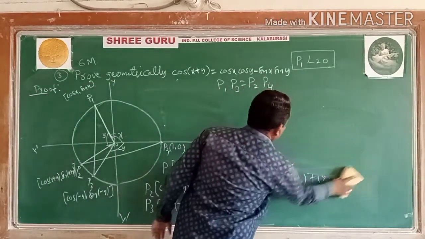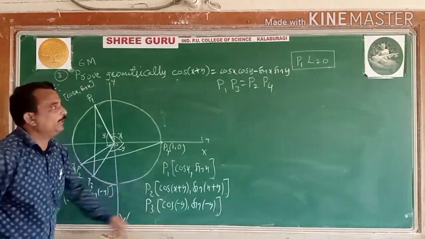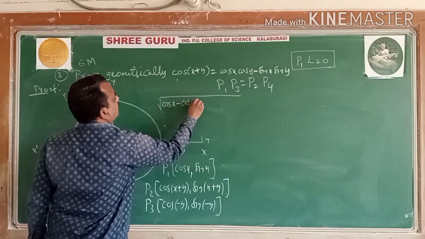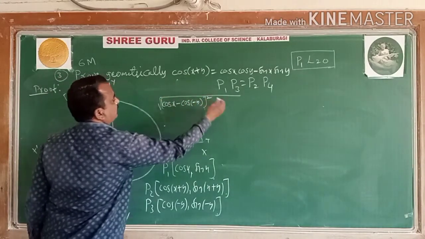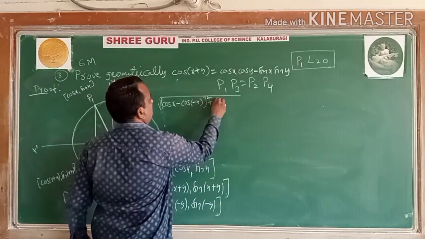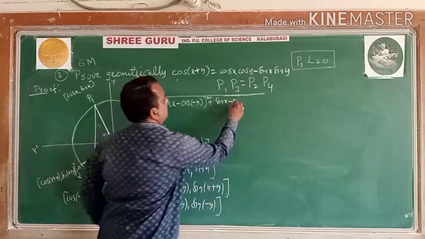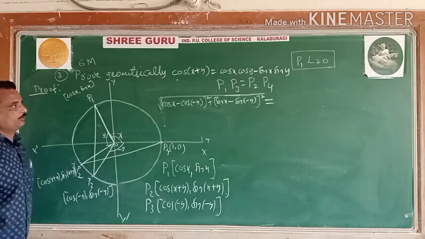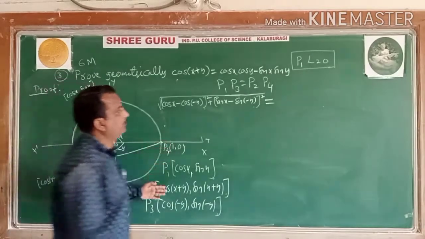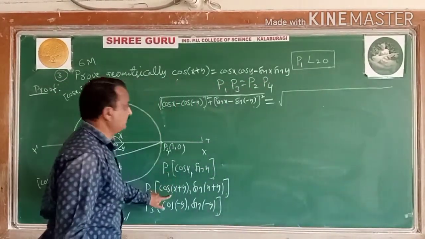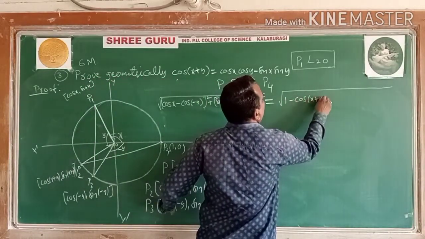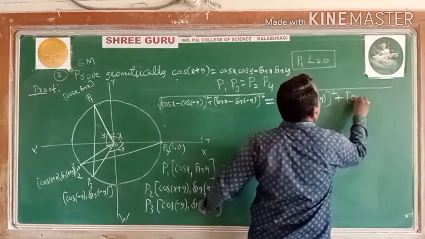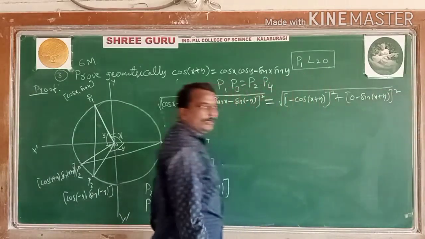Now see, the distance between two points formula. Substituting P1P3: square root of cos x minus cos of minus y, that is x1 minus x2, whole squared, plus sin x minus sin of minus y, whole square, is equal to P2P4 substituted here: square root of 1 minus cos of x plus y whole square plus 0 minus sin of x plus y whole square.